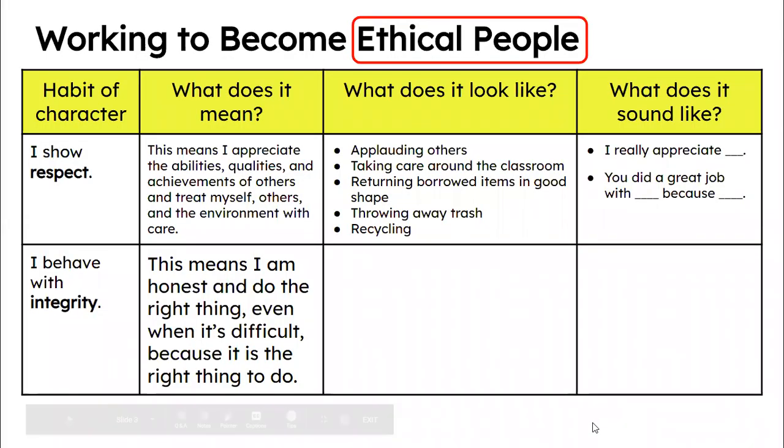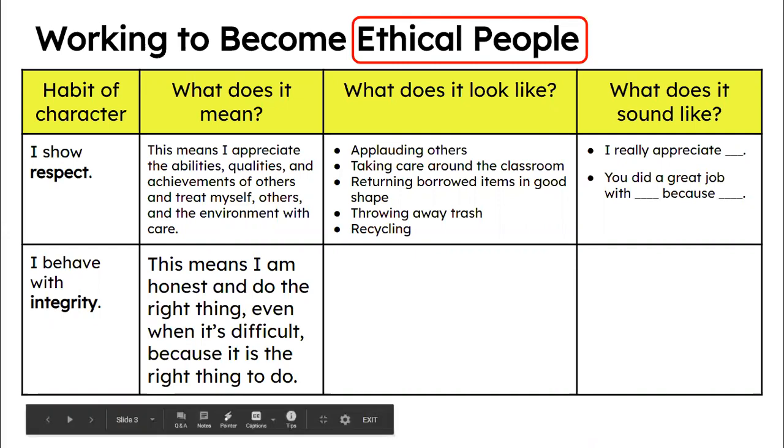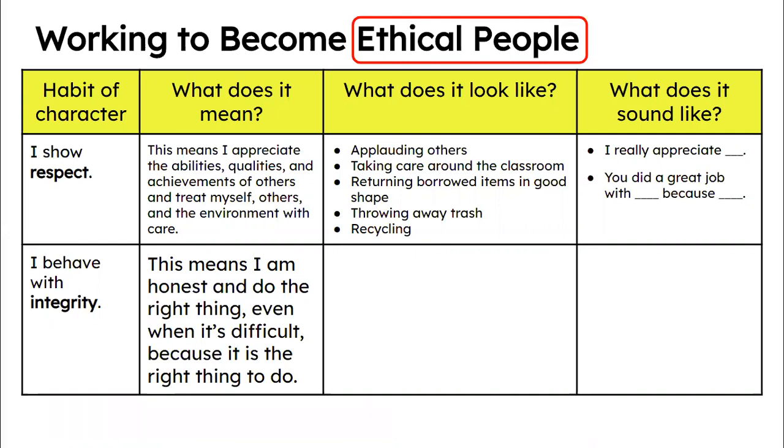Mrs. Aubin and I have talked about this. We know that for some of you, really writing things down and getting your ideas down on paper is a little bit hard. You have to persevere through it. So this has to do with integrity. When we are working to become ethical people, we know that we show respect. And you guys are doing that right now. I see whole body listening. You guys are doing great. I see lots of respect right now. You're treating the environment with care, leaving your desks clean at the end of the day. You're doing a great job with that.